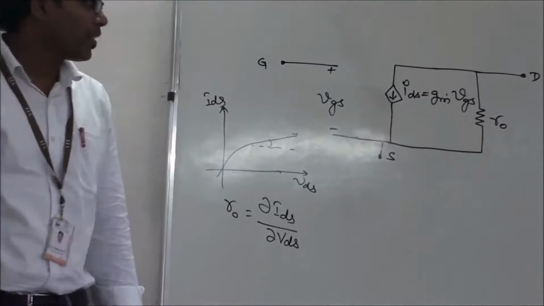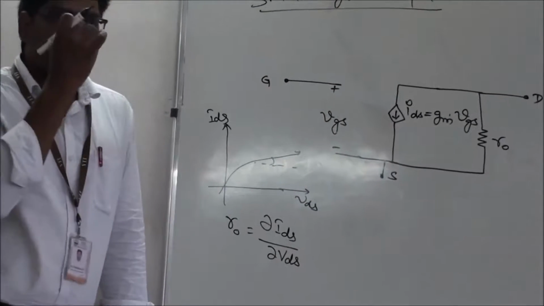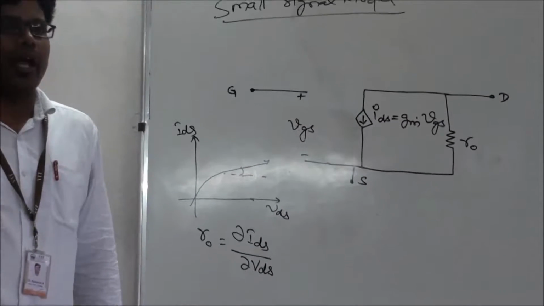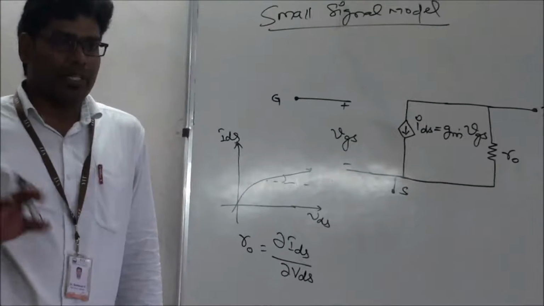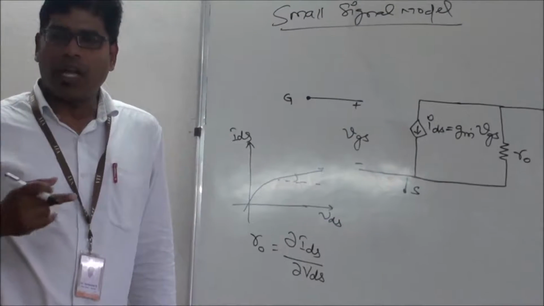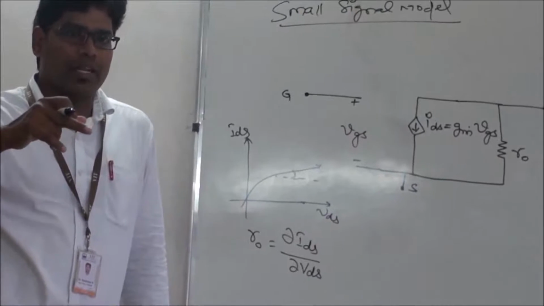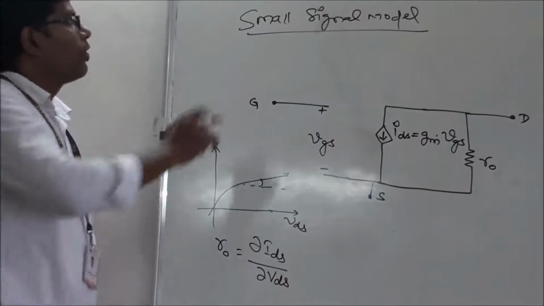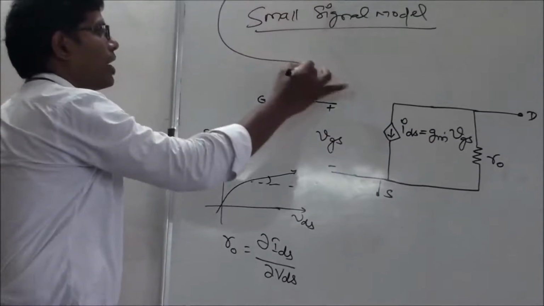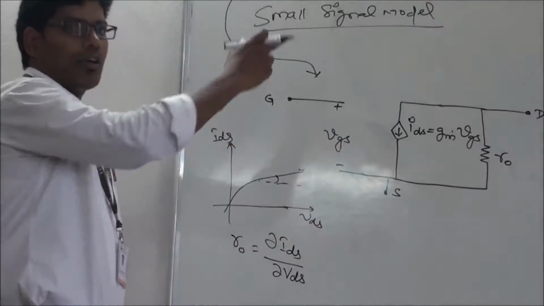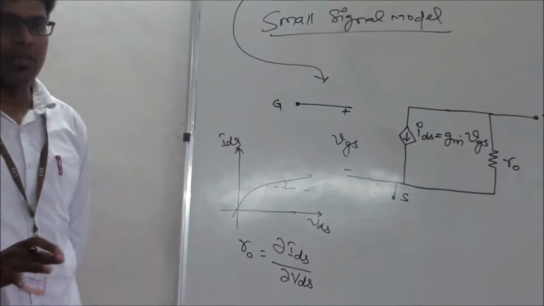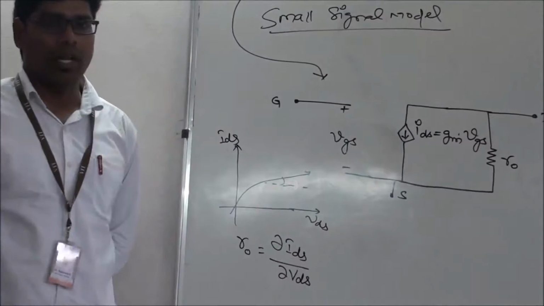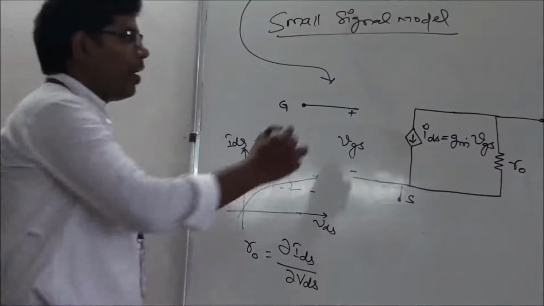So very simply, this model is being generated. If you give VGS, it will give me IDS, whose value is nothing but GM times VGS. And if you take channel length modulation into consideration, an extra resistance comes in. Wherever this MOSFET comes in your circuit, I can replace it by this small signal. So this is called the small signal model, and it also goes by the name pi model.